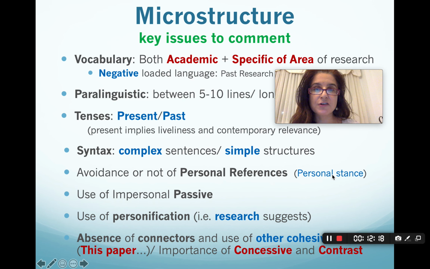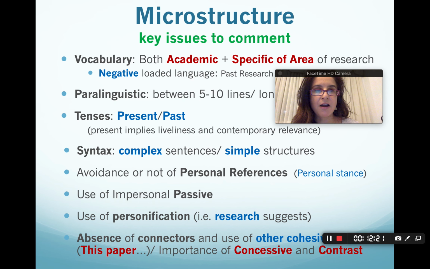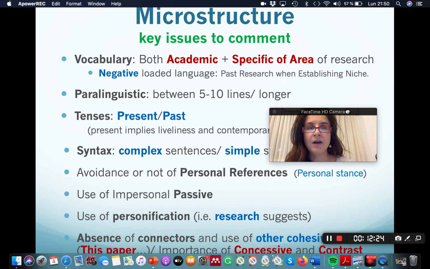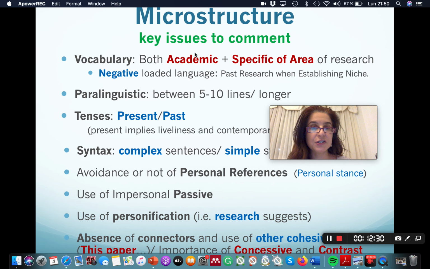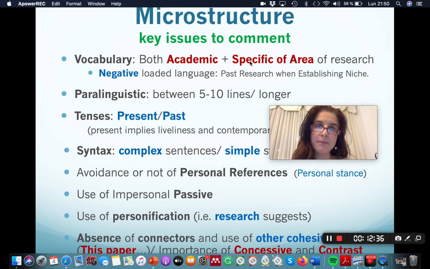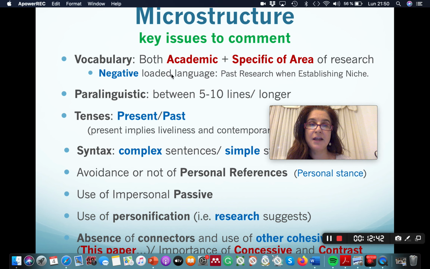And finally, microstructure. What key issues are interesting to remark? Right. Remember that you have to use some academic vocabulary, right? Typical expressions that are academic and not related to the specific topic that we are talking about, and then some vocabulary related to the specific topic, right? Normally we avoid negatively loaded language. Everything is very, very positive because you want to persuade the reader to continue reading, right? Maybe the exception is when we talk about past research or when we are establishing the niche, in which we can be negative towards the previous studies that have been conducted.